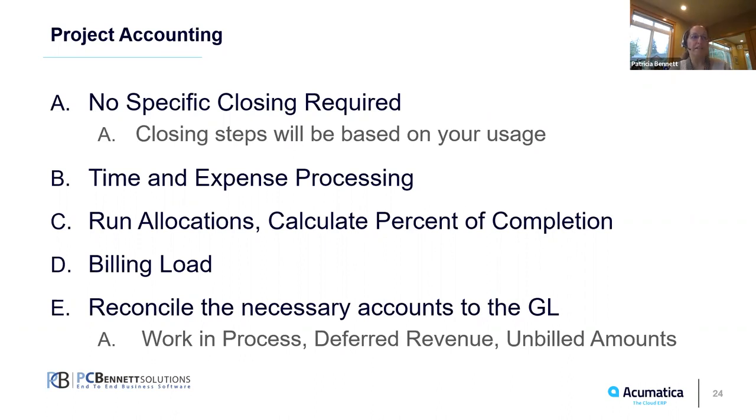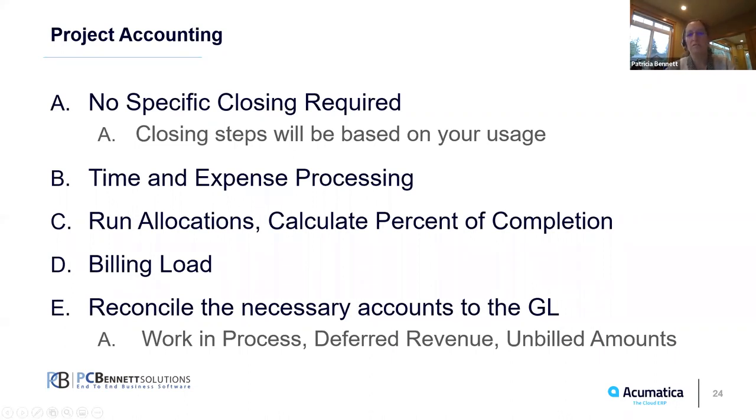If you're using project accounting, there's nothing that needs to be closed, but there are specific processes that you probably need to run before you can move on and close the financial period. So make sure that you have run your allocations and percent of completion, that you've done the billing that you need to do out of project. If you have work in process, reconcile that account. If you have deferred revenue or in-bill amounts or whatever, make sure you can reconcile those accounts before you close your financial period.